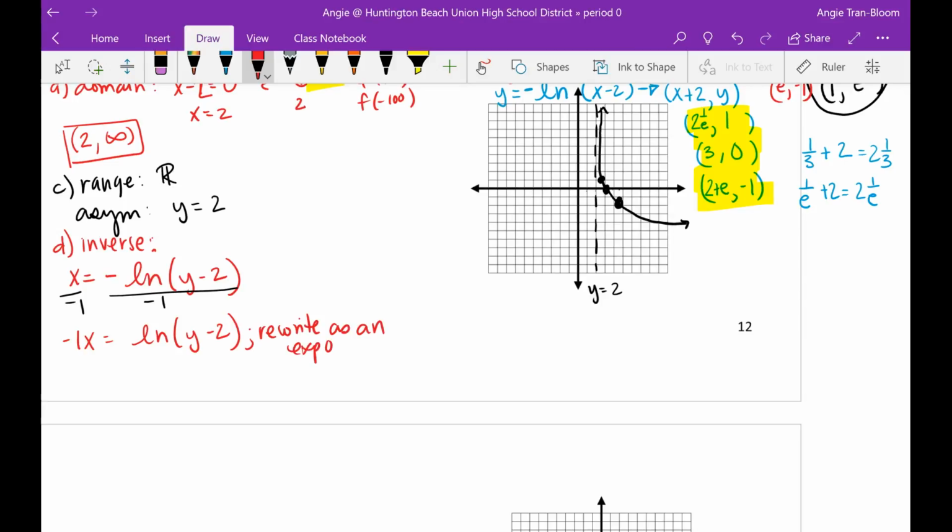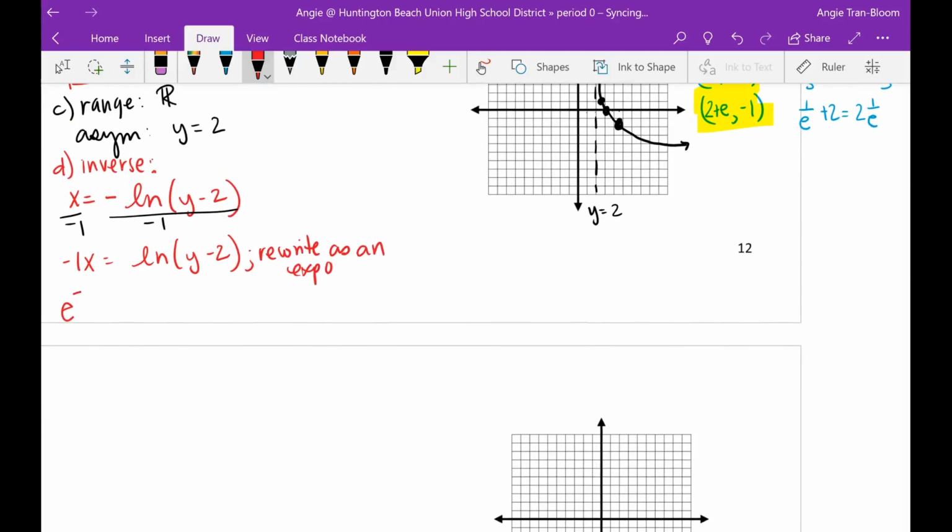What that means is I'm going to write e to the negative 1x, which is the same as negative x, equals y minus 2. And you're going to solve normally. I'm going to add 2 to both sides, and so this is going to be y equals e to the negative x plus 2. Now what if you write it like this, y equals e to the negative x plus 2, with the 2 up in the exponent?